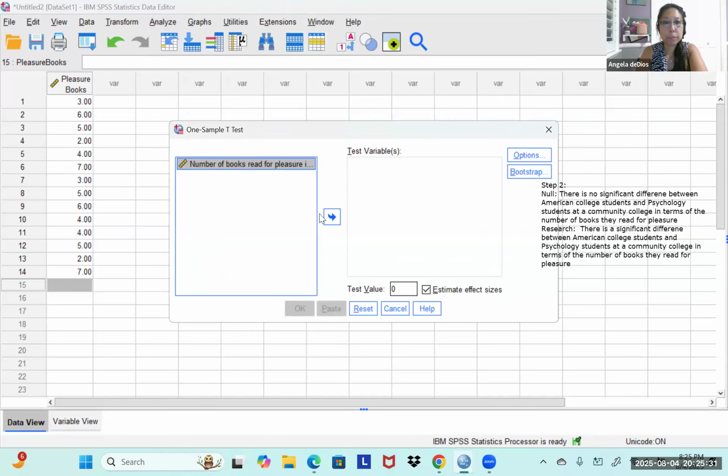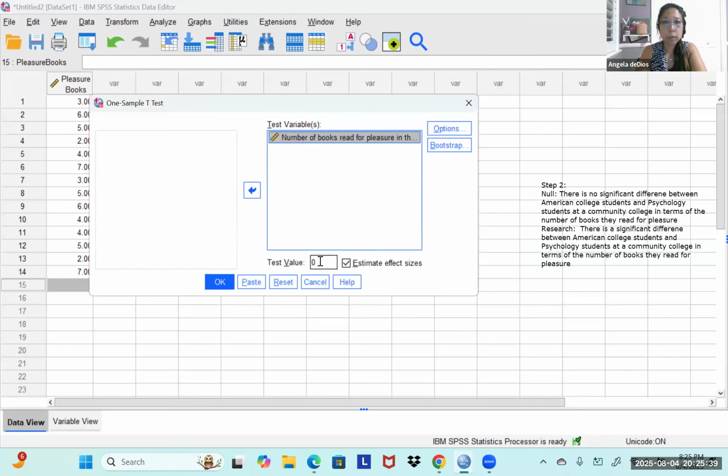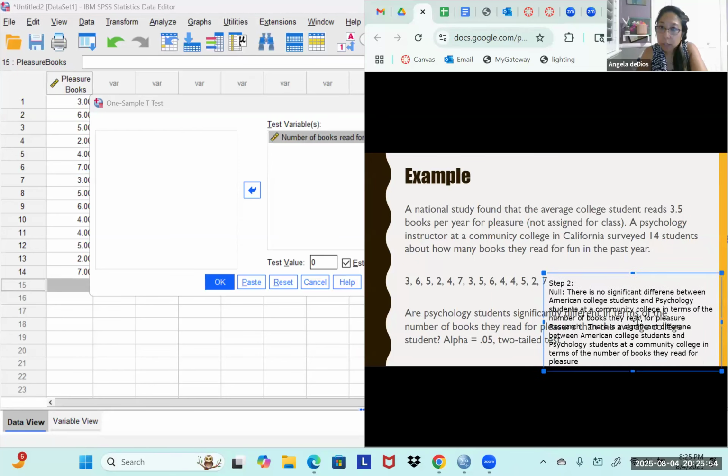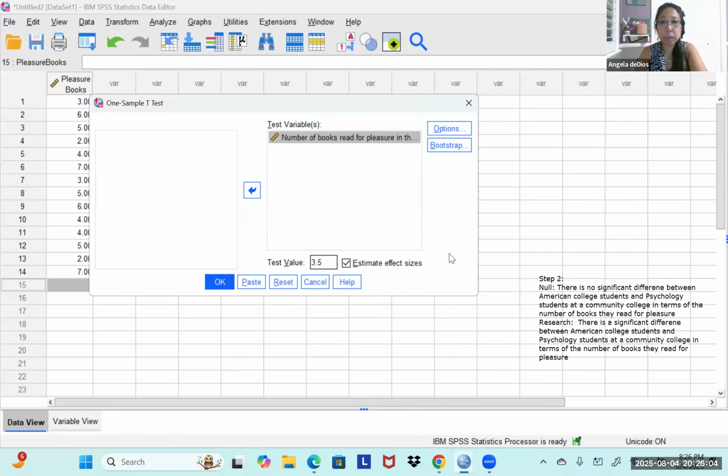So I'm going to put this variable here into the test variables. Okay, what was the number that I wanted to compare it to, the population mean? Let's go back and look at it. It says the average college student reads 3.5. So that's the number I'm going to put here: 3.5. I do want to estimate effect sizes.